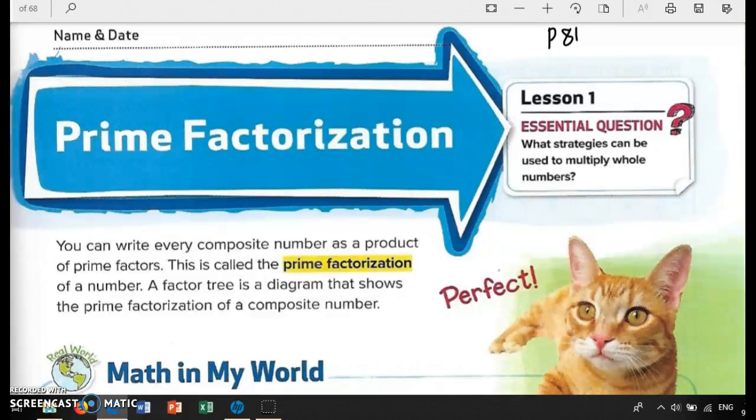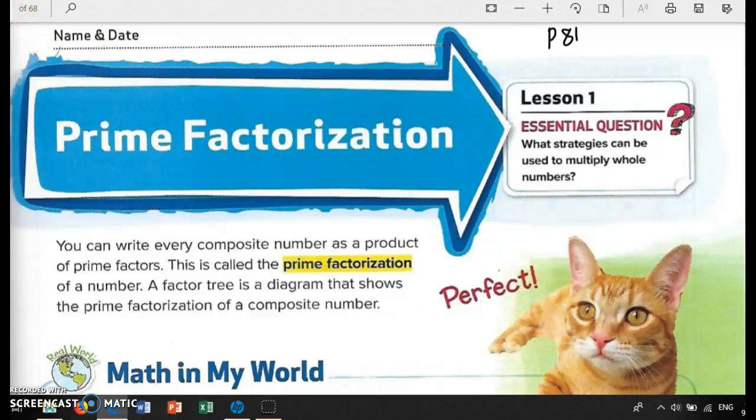We are going to have a look at what strategies can be used to multiply whole numbers. The very first lesson is all about prime factorization. You can write every composite as a product of prime factors. This is called prime factorization of a number. A factor tree is a diagram that shows the prime factorization of composite numbers.